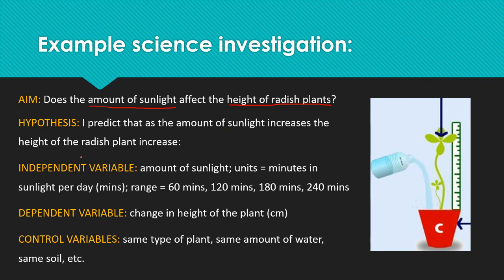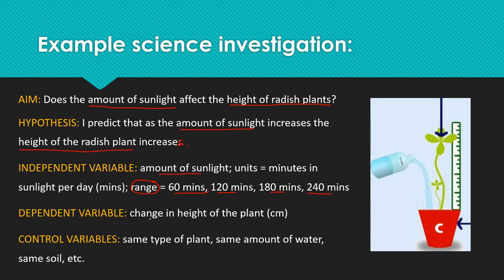So you could write a hypothesis like this. I predict that as the amount of sunlight increases, the height of the radish plant increases. Okay? So that would be an example hypothesis. The independent variable, the amount of sunlight, is going to be in minutes of sunlight per day. And we're going to test out 60 minutes, 120 minutes, 180 minutes, and 240 minutes. So that's called our range. That's how we're going to change it, and we're going to have 4 different data points in our range.